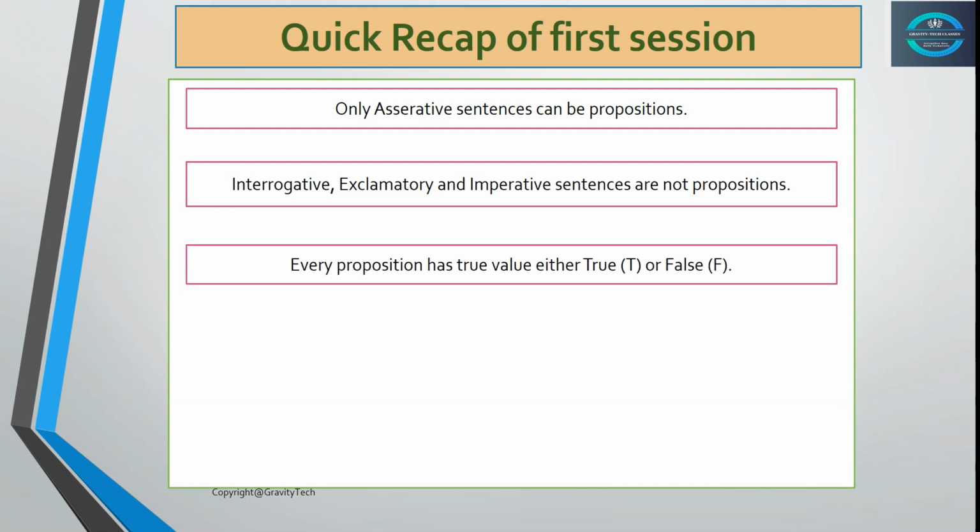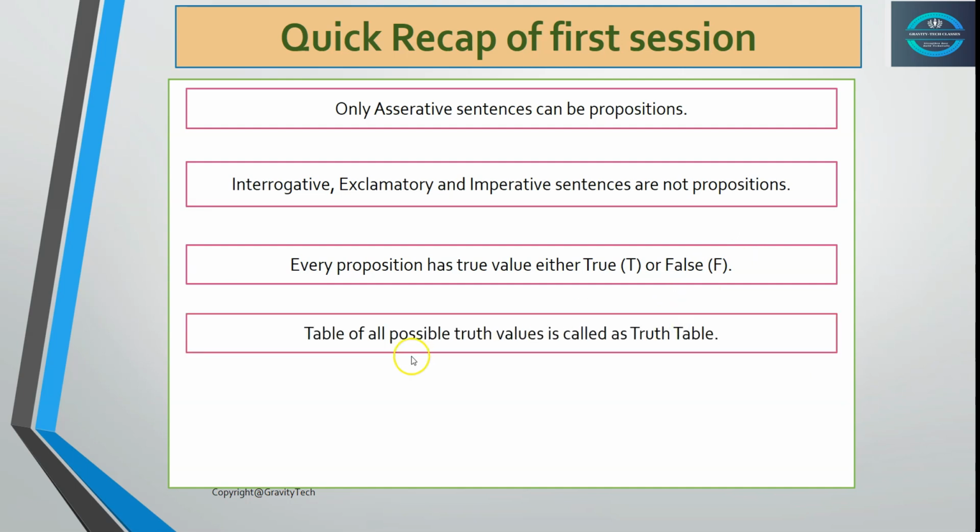होते. एवरी प्रोपोजिशन हैज अ ट्रू वैल्यू. कोई भी सेंटेंस ले लो आप, assertive सेंटेंस ले लो, वो एक तो ट्रू होगा या फॉल्स होगा. So every proposition has a truth value. If it is true, we say it as a T by capital T, and if it is false, we mention it by capital F. F मतलब वो false है, T मतलब वो true है.